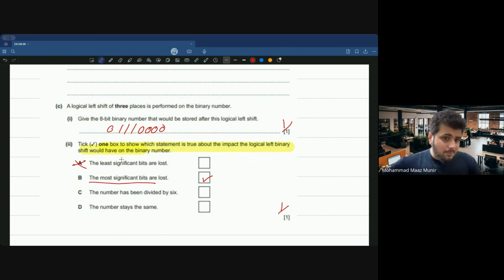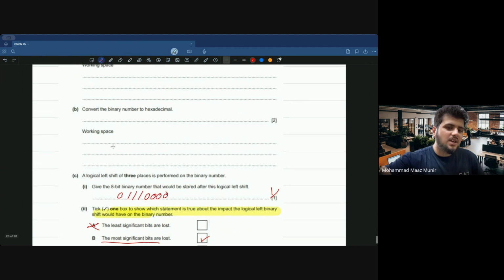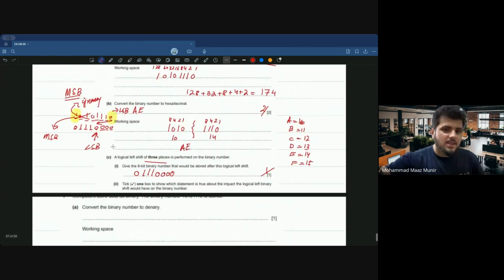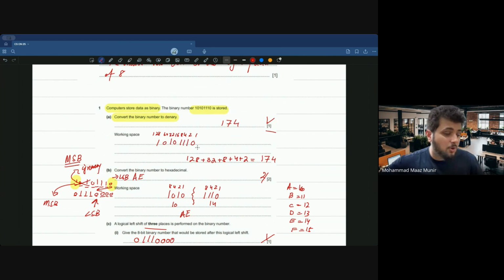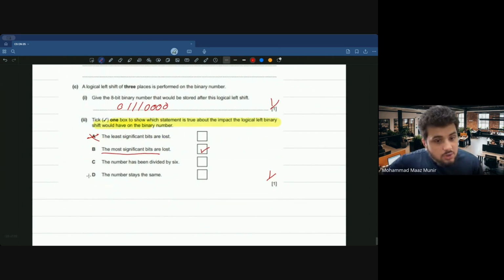The number stays the same. Do you think, guys, just a moment, you look at this binary number 0111, and then you look at this 1010111, are both of them the same binary digits? No, right? If they are not the same binary digits, how come they will have the same denary value? Doesn't make sense, right? So for this reason, D is also wrong.